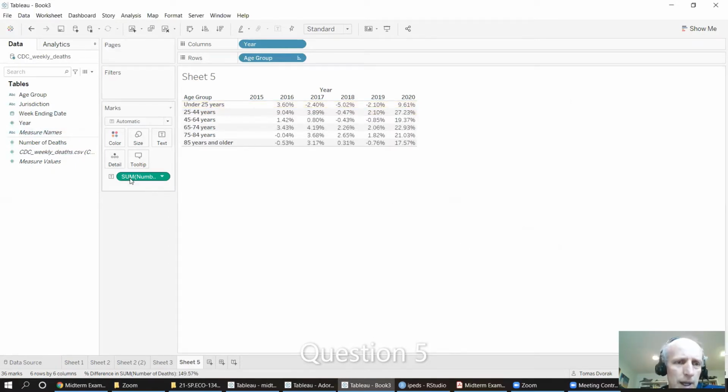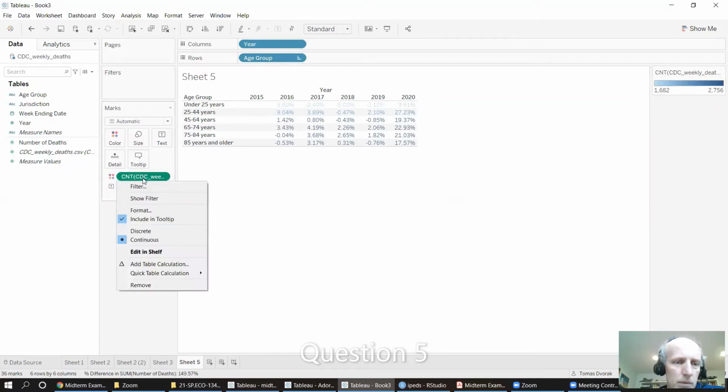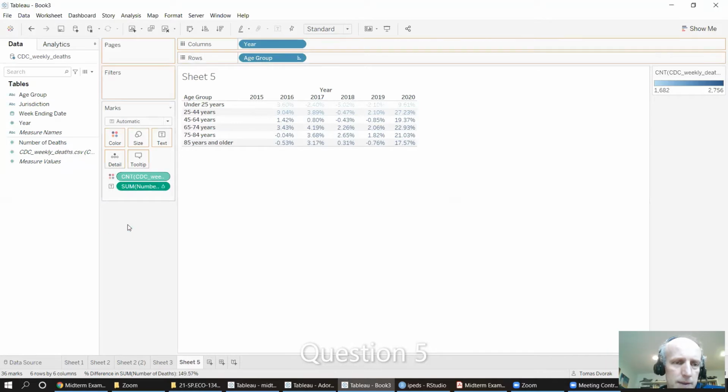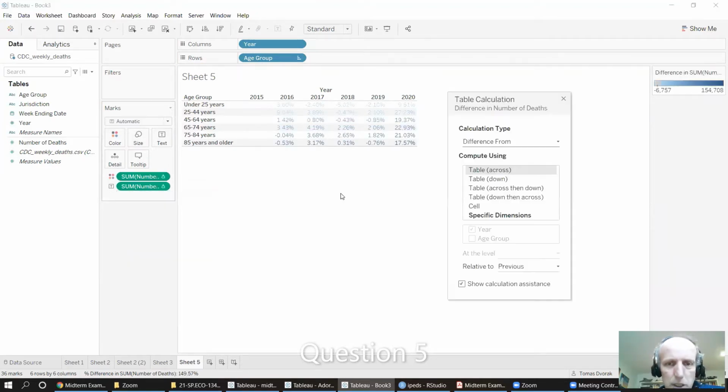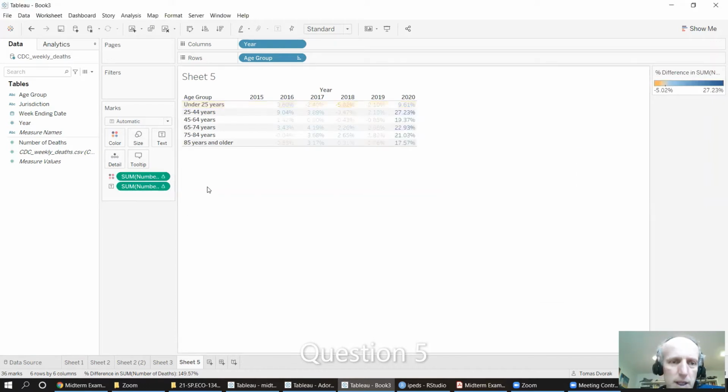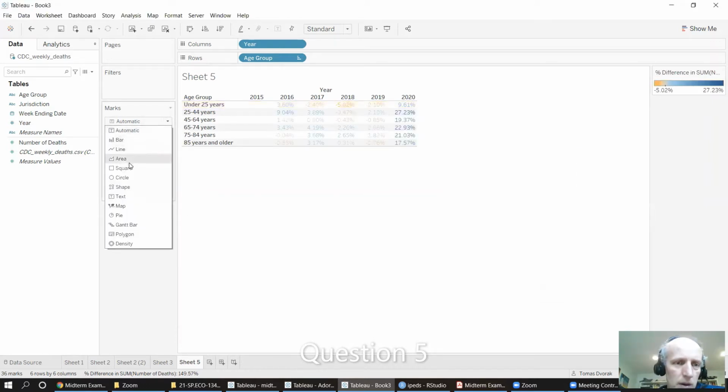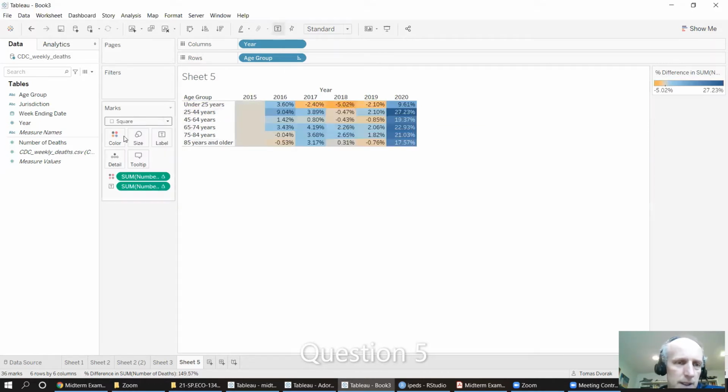We're supposed to do a highlight table. So we want that number of deaths to be mapped to color, not just the number of deaths, not count. So number of deaths, it's going to be mapped to color, and using the same table calculation, which is a percent difference from across table. And let's make the mark square so that it's a highlight table.